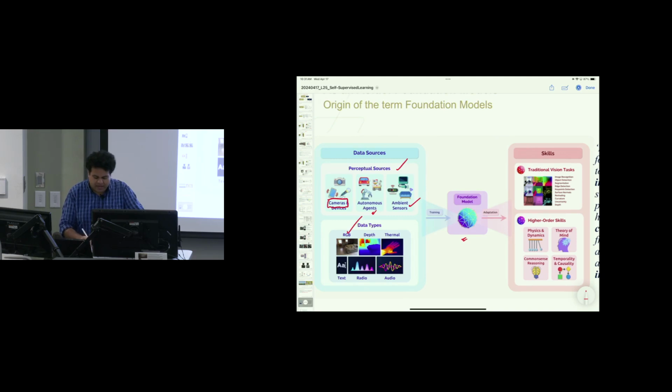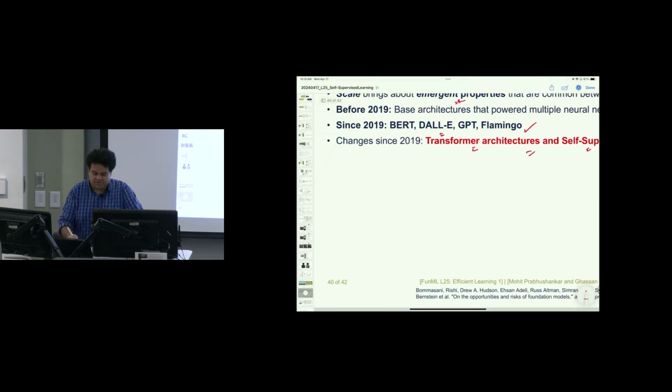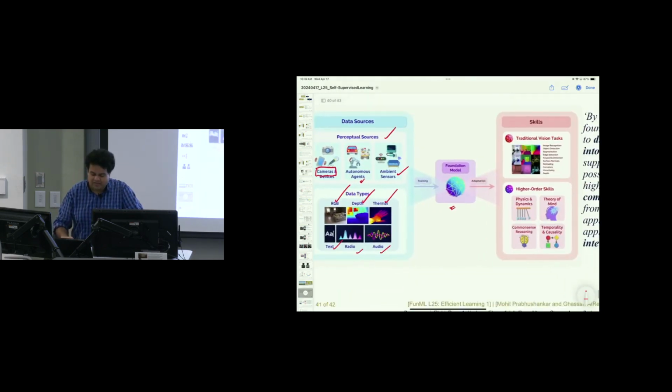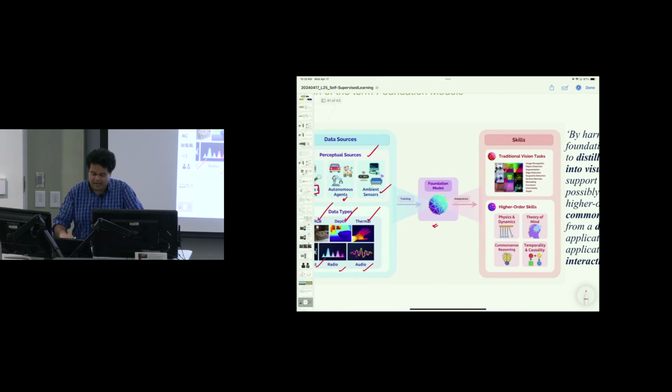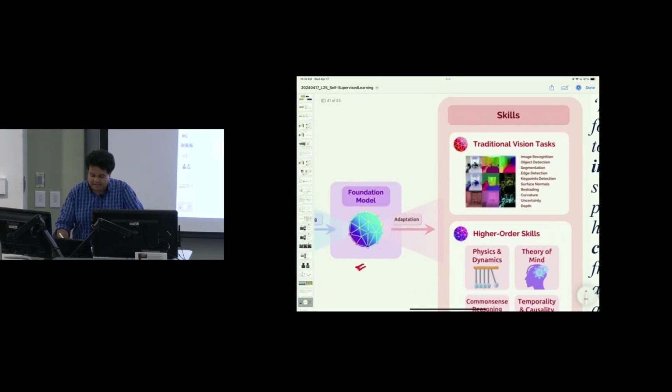Data types can be RGB, depth, your LiDAR data, thermal data, text, radio, audio. Any kind of data modality can be handled by these kinds of foundation models. Again, it's a transformer architecture, not a simple one, but a transformer architecture. And given that, you should be able to do any kind of task. It doesn't matter if it's image recognition, object detection, segmentation, edge detection, and so on.